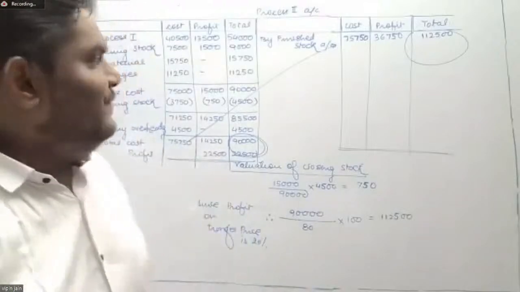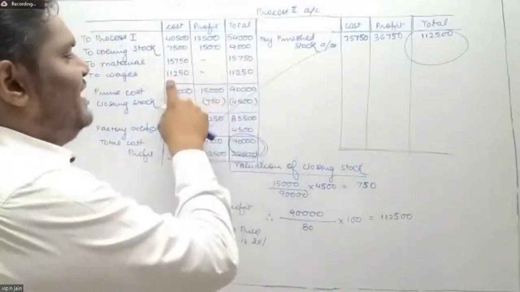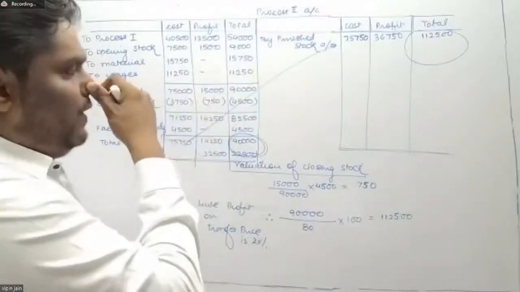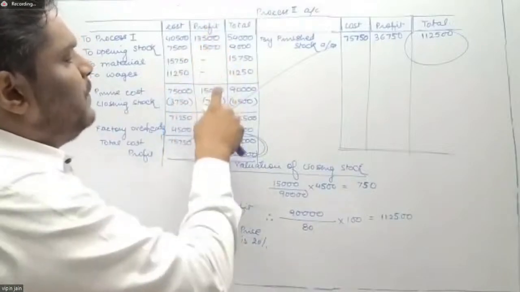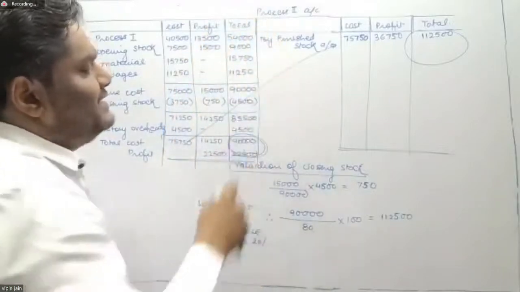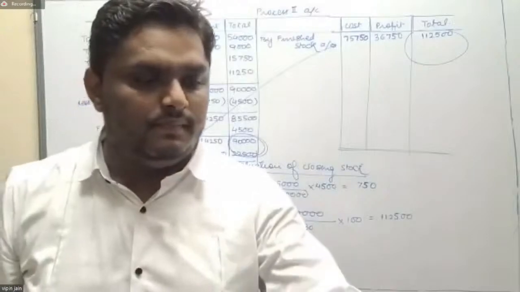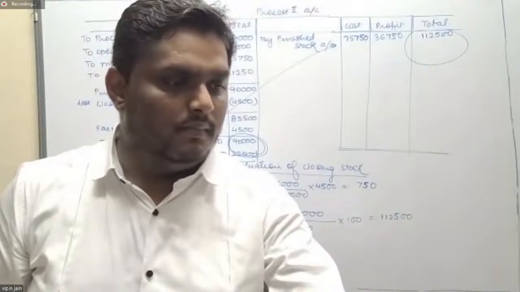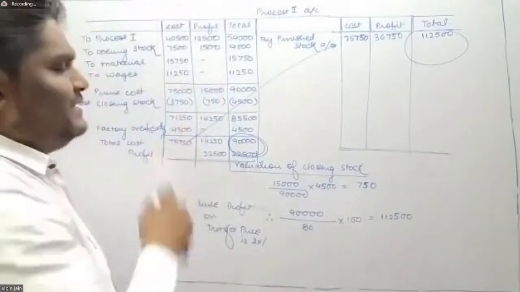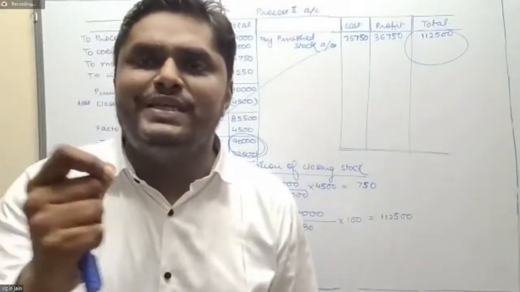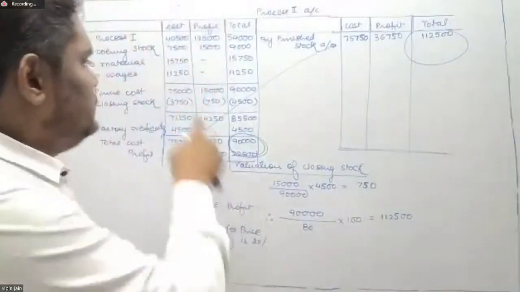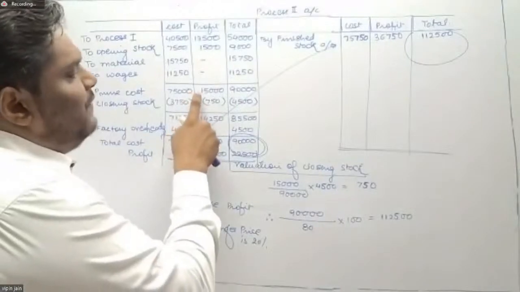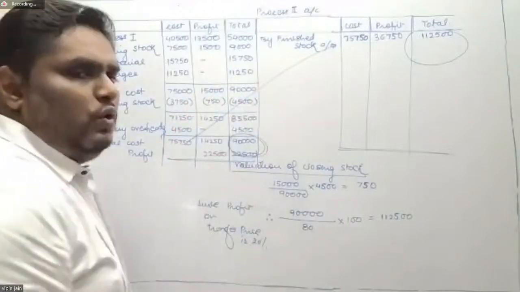Now material is 15,750. The wages is 11,250. So this is how we got the prime cost, that is 75,000. Profit is 15,000 and the total is 90,000. Now, since it is given in the question that the closing stock is valued at prime cost, that's why we calculated this prime cost. Now, total profit is 15,000 on overall total 90,000.